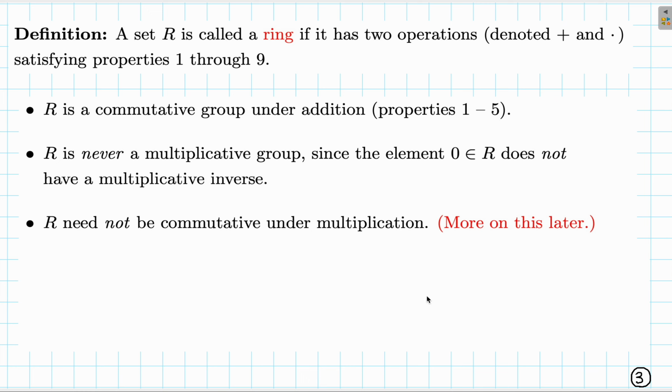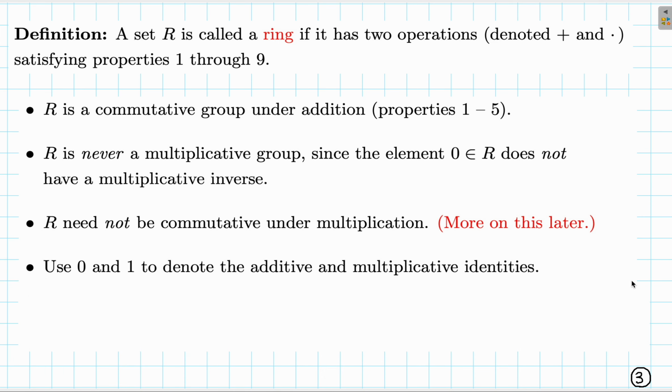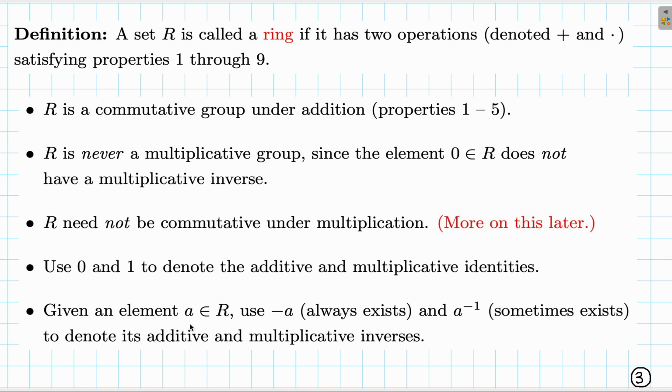Now, a ring has 2 operations, and each of those operations has an identity element. So we'll use 0 to denote the additive identity and 1 to denote the multiplicative identity. Here's another notation. Given a ring element A, we will use negative A to denote its additive inverse. Now that always exists. That's guaranteed by the ring properties. And we'll use A to the minus 1 to denote its multiplicative inverse. And that only sometimes exists, but not always.